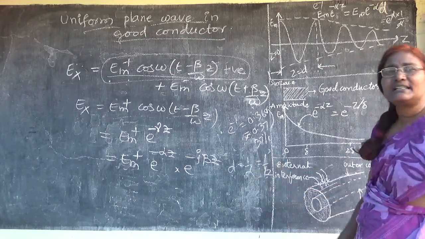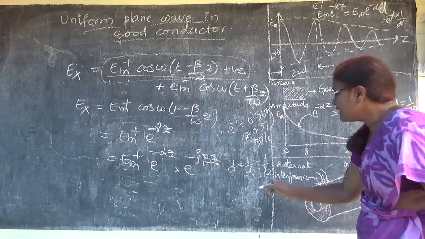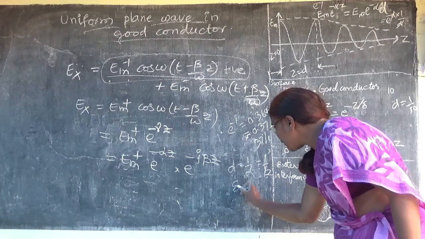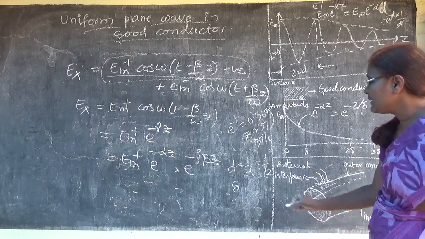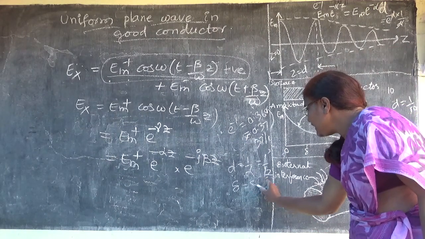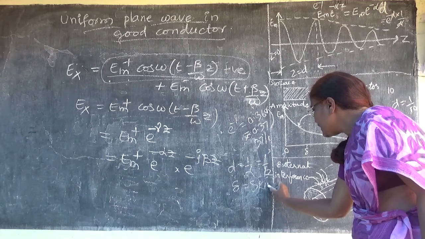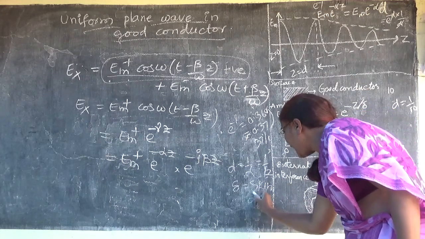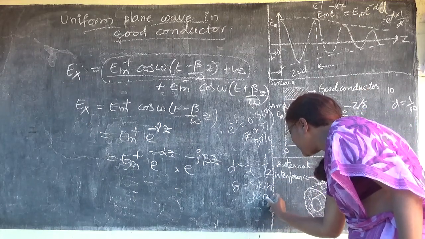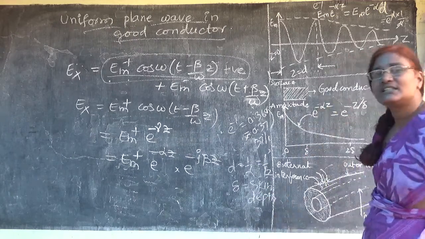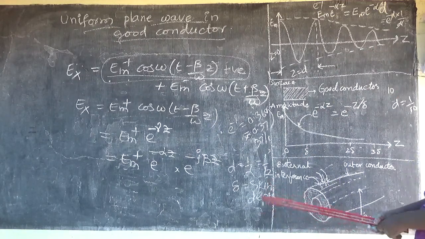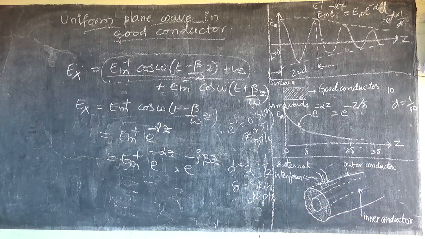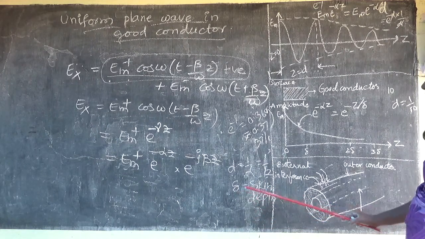If this distance is taken, then this distance is called delta. This distance is called delta, and it is called skin depth. Skin depth or depth of penetration. Why it is called skin depth, let's see. So what is this delta, skin depth?